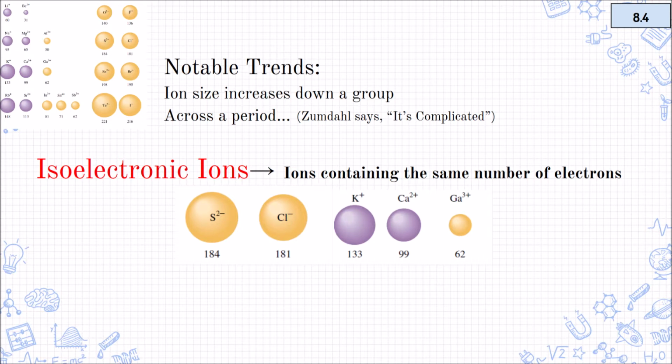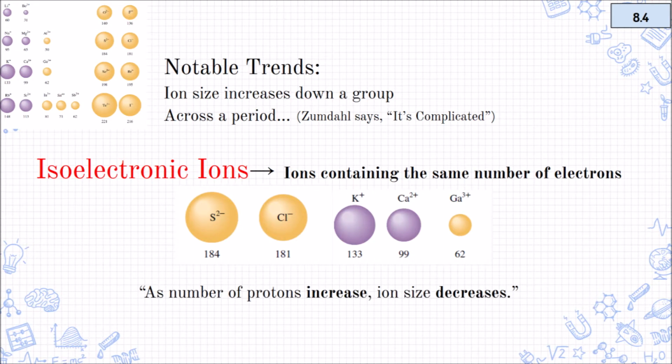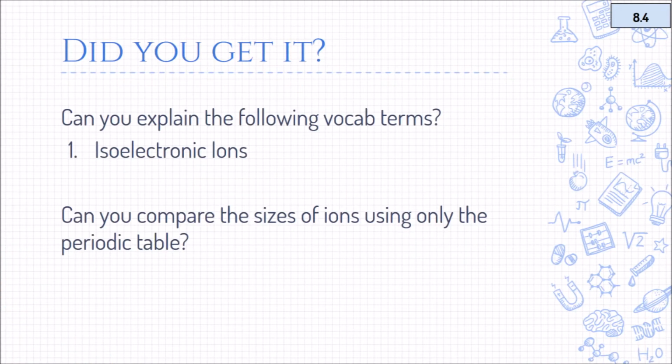How do we know which element will have a larger ion size? It's simple. The more protons, the smaller the ion size. Why? Because increasing the number of protons increases the effective nuclear charge, which decreases the radius of the ion. That's all for section 8.4.